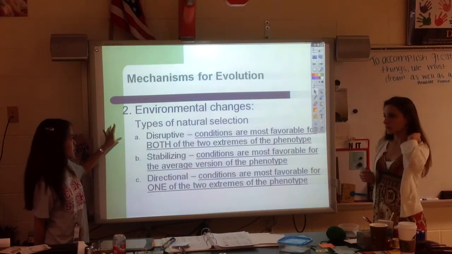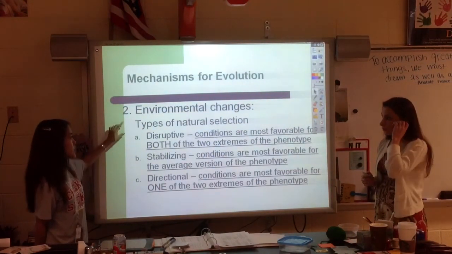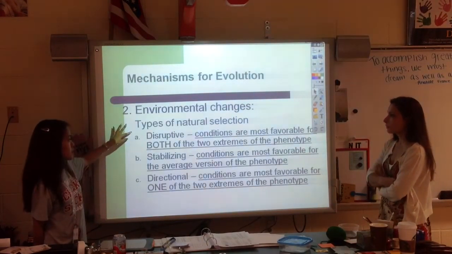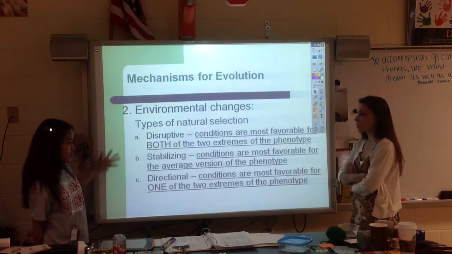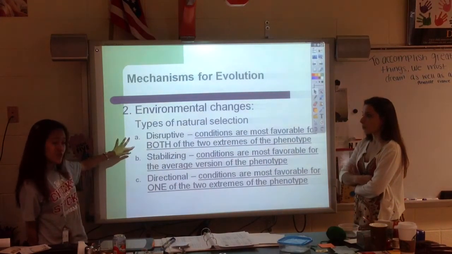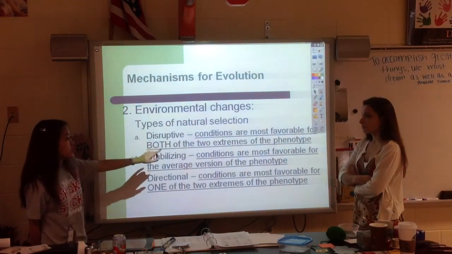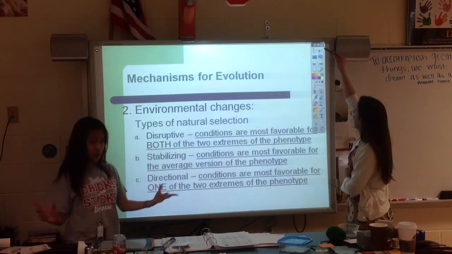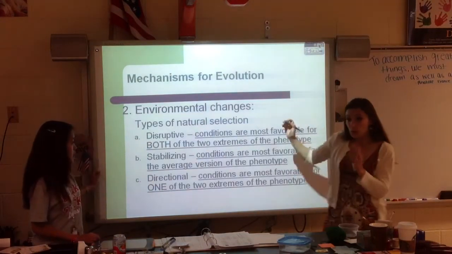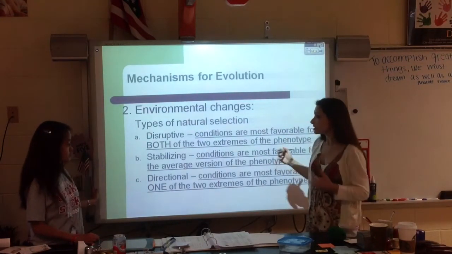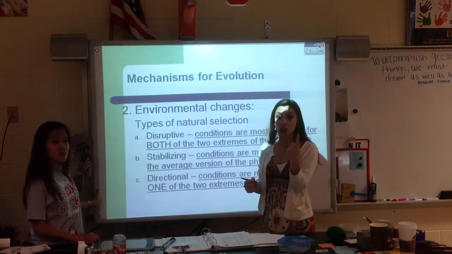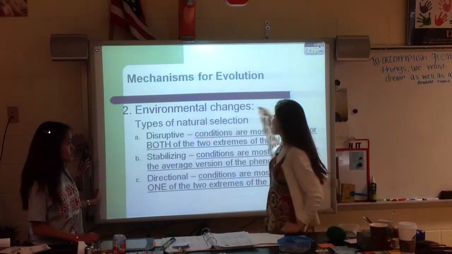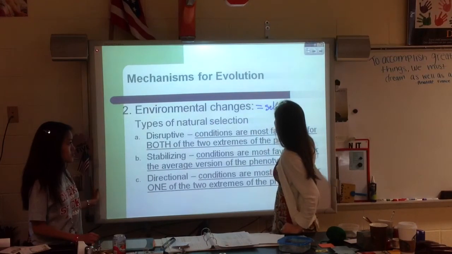So the second mechanism, you have environmental changes that can occur, and there are three types of natural selection that will occur here. So the first is disruptive selection, where conditions are most favorable for both of the two extremes of your phenotype. And so what we want to kind of keep in mind here is this idea that we can have a change in the gene pool, but we still need an environmental change to be the selection force.